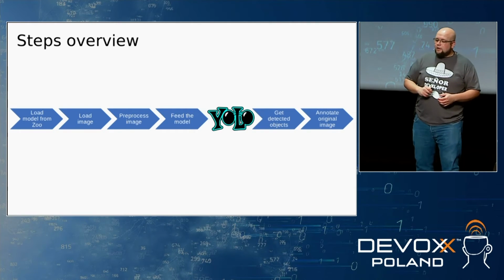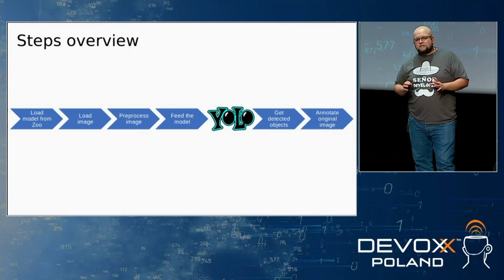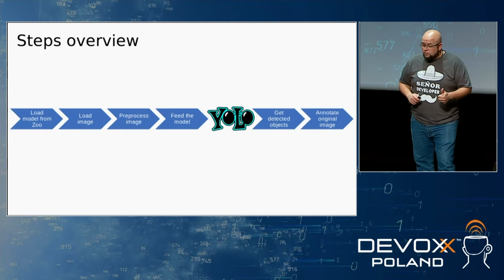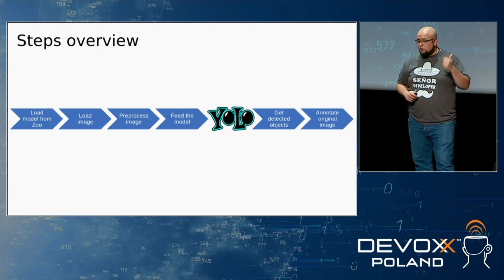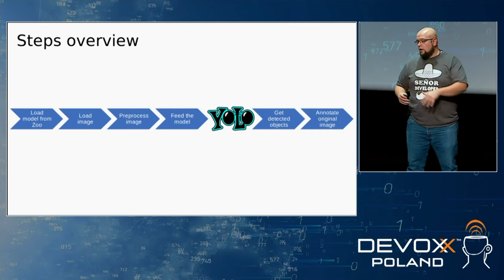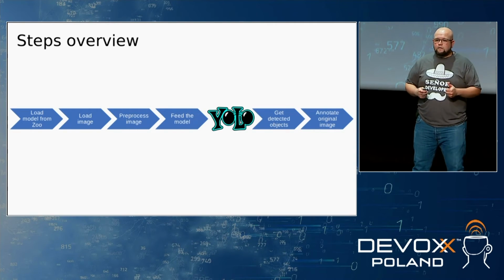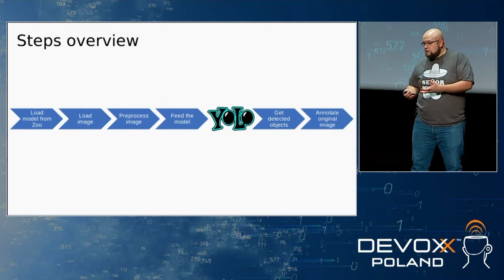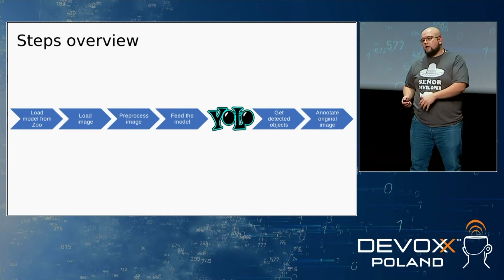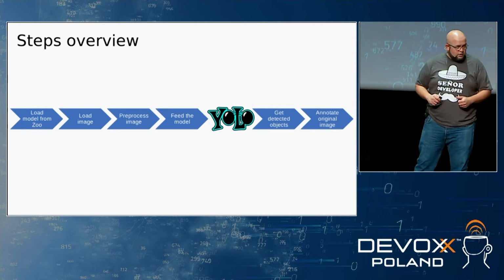So let's have a quick overview of what steps are required to solve this problem. So first, we need to load the model from the zoo. We need to load the image. We need to pre-process it. We need to feed this image to the YOLO model. And then we need to get the output, the detected objects. And after that, we need to annotate the original image.